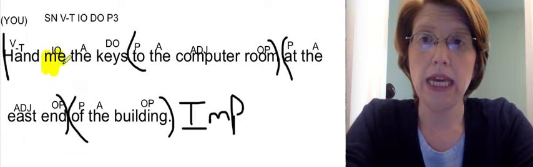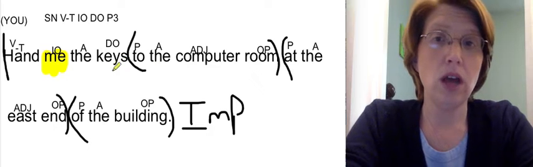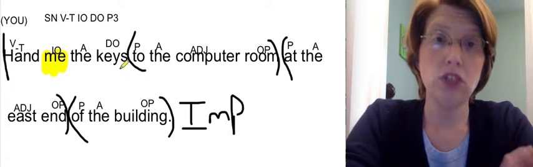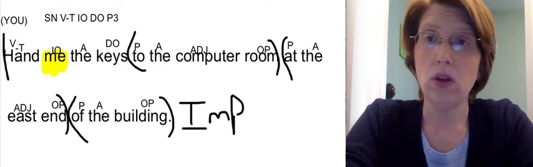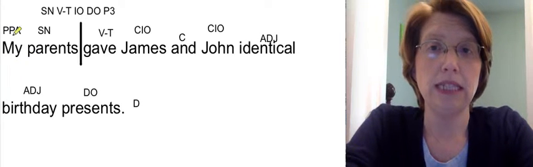So me is going to be an objective pronoun. And I don't see any pronouns here except for possessive. That's possessive. That's possessive. No object ones. This is possessive.